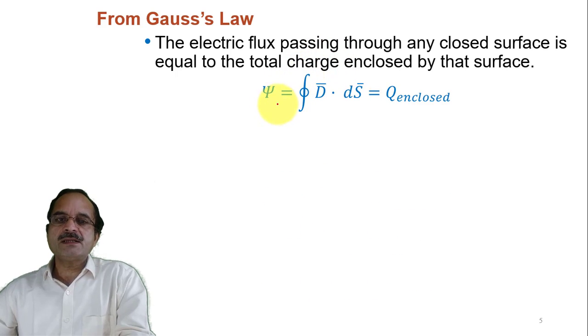So mathematically, the electric flux psi is equal to the surface integral D dot dS, where D is the electric flux density, and which is equal to the charge enclosed. So this is the statement of Gauss law. Now we have seen earlier that the charge enclosed over the given volume is nothing but integral rho v dv, where rho v is the volume charge density.